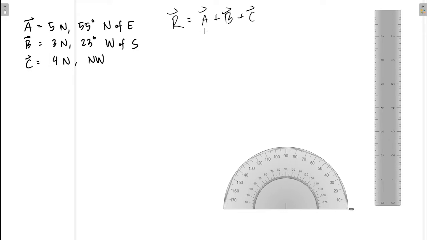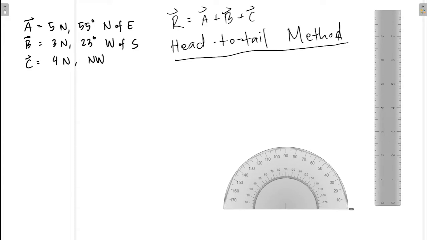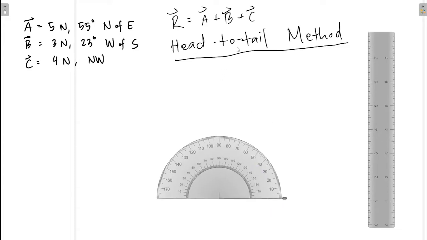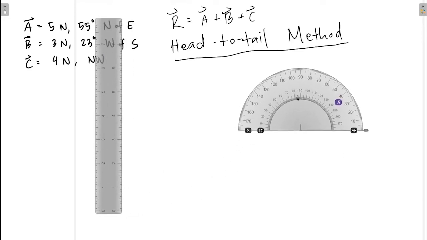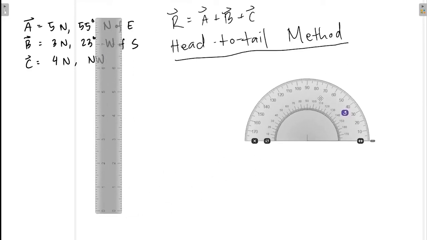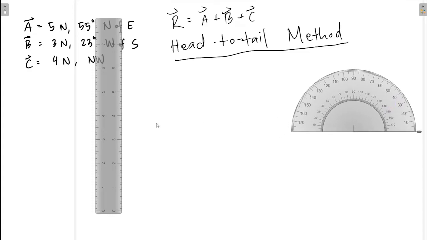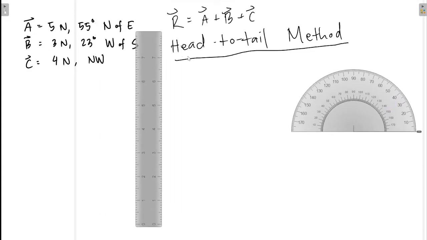Now, first method that we will use is a graphical method. Gagamit tayo ng drawings in order to solve for vector R. And this first method is what we call head-to-tail method. So we need two materials in order to add these three vectors using our head-to-tail method. So one, we will need a ruler. And number two, we will need a protractor para sa ating mga angles. Okay? So how do we add vectors using this method?